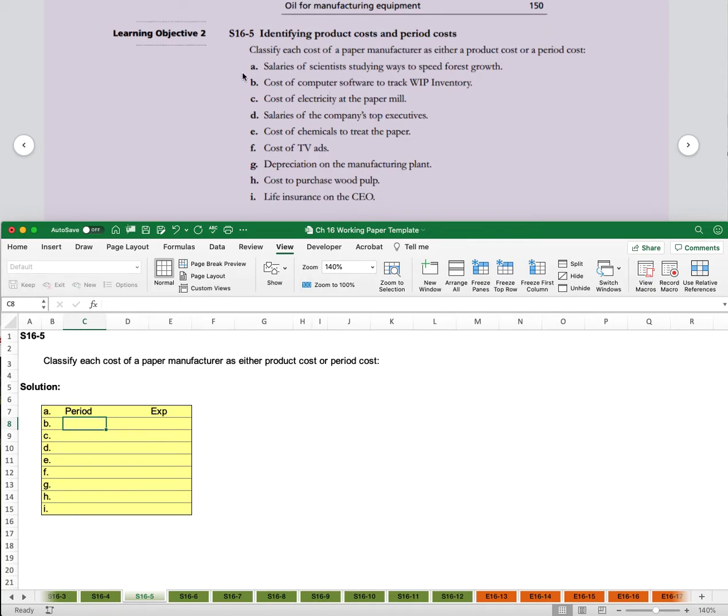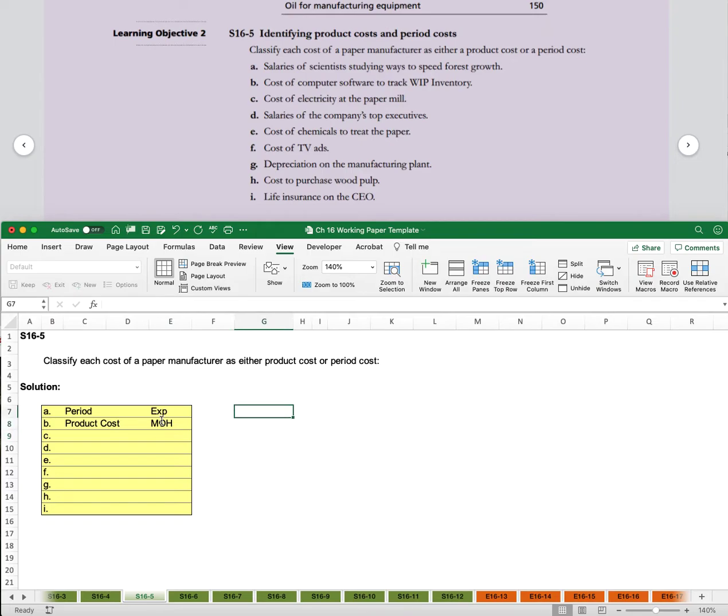So B, cost of computer software to track our work in process inventory. And so we're now talking about work in process inventory, so it's directly related to our product. So that will be a product cost, and it's not a direct material or a direct labor, so it's going to be labeled as manufacturing overhead.